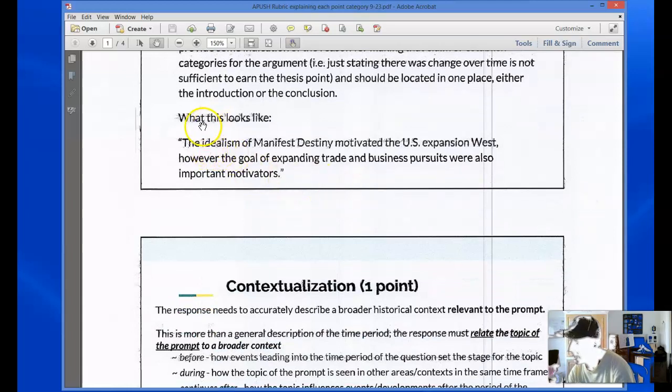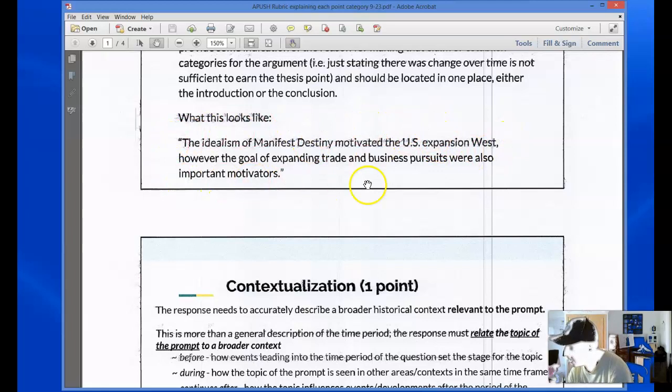Okay? In this case, what's this look like? The idealism of Manifest Destiny motivated the U.S. expansion west. However, the goal of expanding trade and business pursuits were also important motivators. So they're saying the idea of Manifest Destiny motivated the U.S. expansion of the West. So in your essay, you're going to have to prove that. How did it motivate it? To what degree did it motivate it? Was there anything else that motivated it? Yeah, obviously you wrote down there was expanding trade and business pursuits. So basically the motivation to go make money also were important motivators to move west.